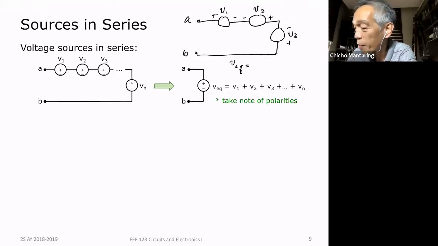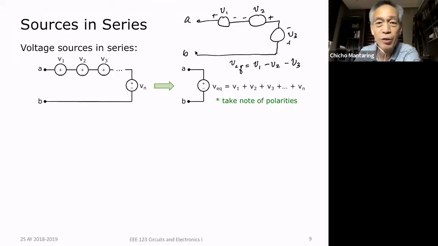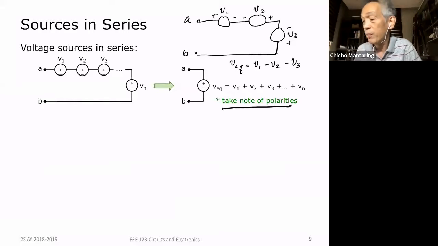V equivalent will be V1 minus V2 minus V3, right? Because of the polarity of this. And it's very easy to show that if you do a KVL, no? Because if you do a KVL, VAB is equal to V1, and then you're going from negative to plus, so it's going to be minus V2 and then minus V3. Okay, so take note of the polarities.